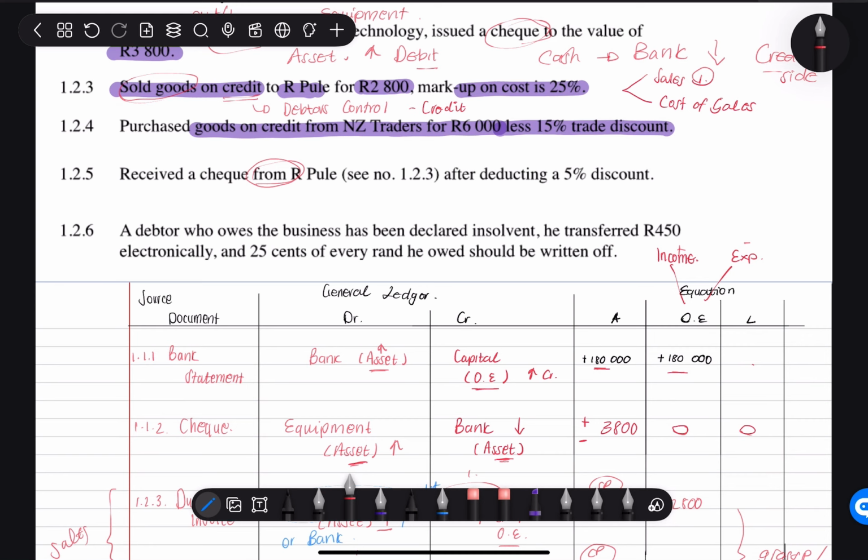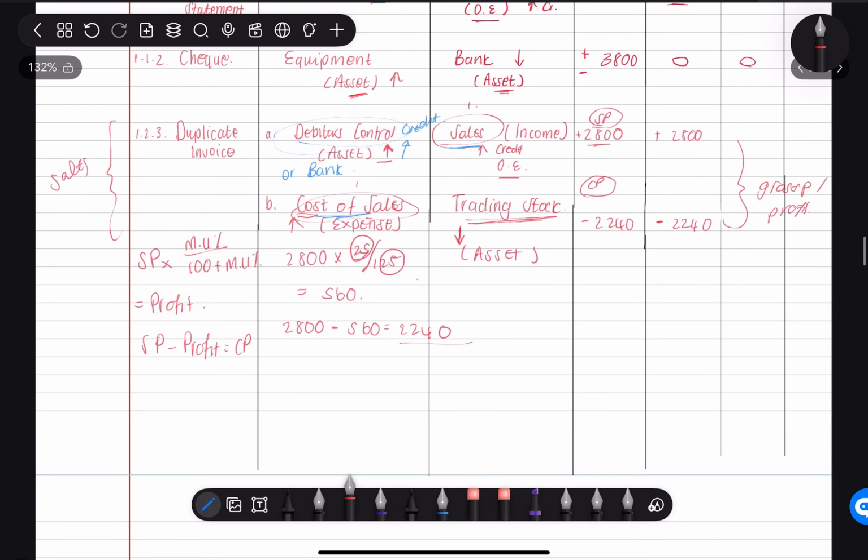Sorry, I'm looking at the wrong question. Here. From. We take our money and we go to NZ Traders and we buy goods. So we, the customer, get the original invoice and the company NZ gets the duplicate invoice. So the documents then, for 1.2.4, is the original invoice. Does this make sense? I hope it does. Let me know if it does. Leave a like if it does.